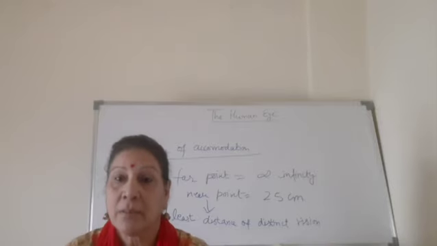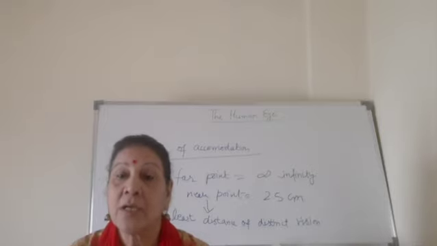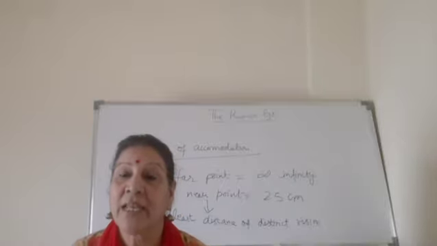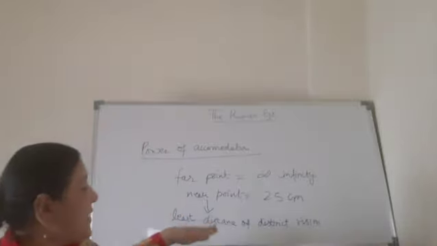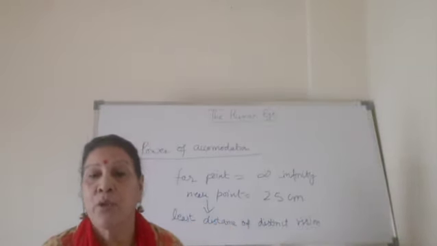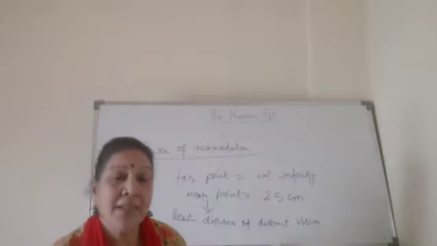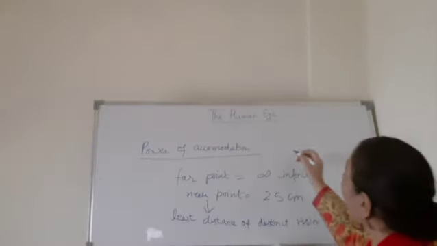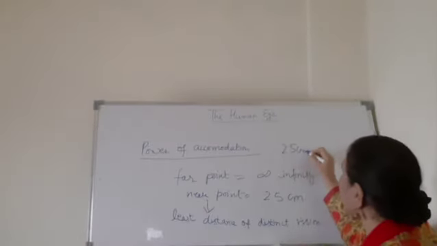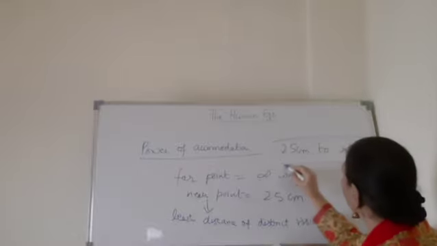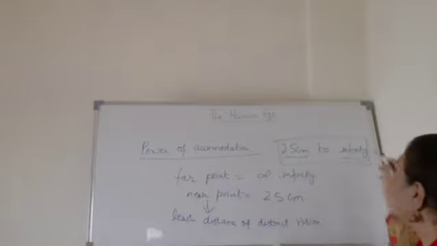So if a book is held at that place, say at 25 centimeter, then without exerting our ciliary muscles, one can easily see. So that's why it's called the least distance of distinct vision. It is also called the near point of the human eye. So it means our human eye can see objects from 25 centimeter to infinity. So these two are the points, the near point and the far point.